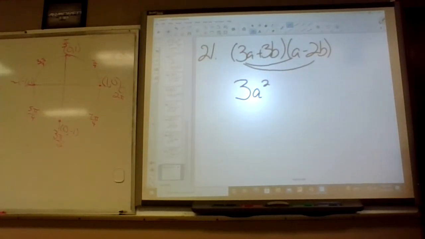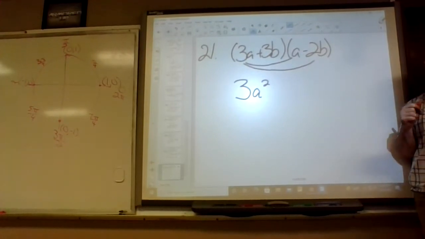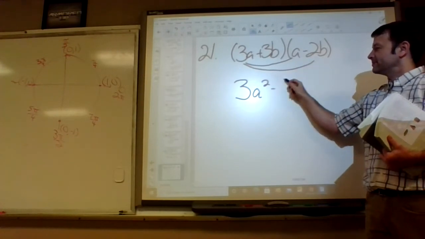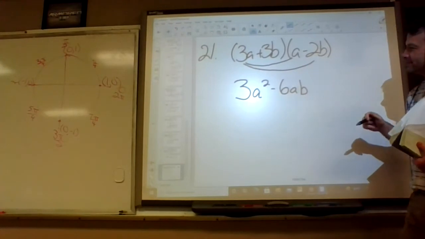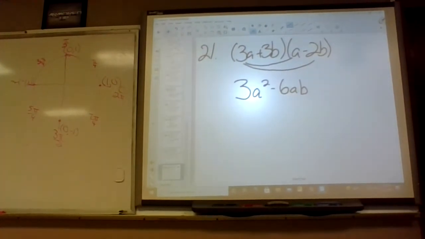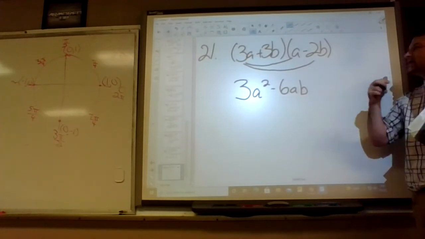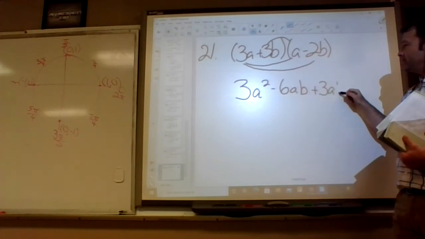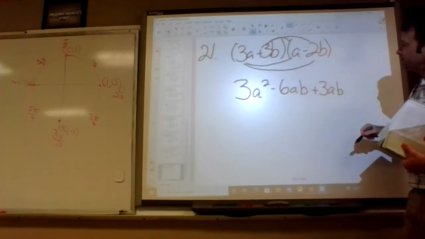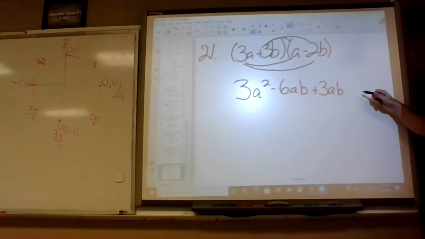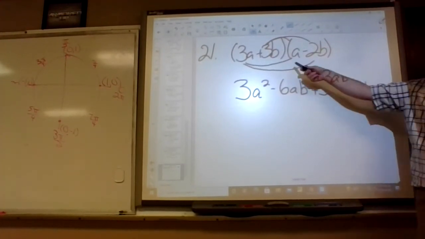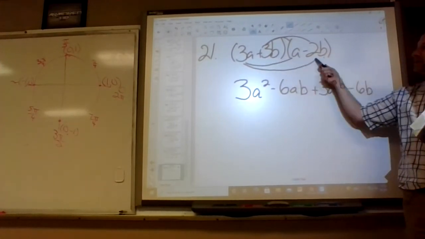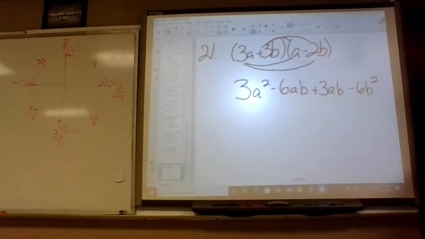Oh wait, on the board. So then it's 3a squared, and then the outside is negative 6ab. Inside, it's 3ba, I'm gonna call it ab, so it looks like that one. And then it's negative 6b squared.